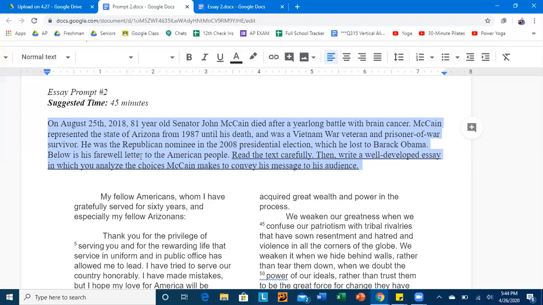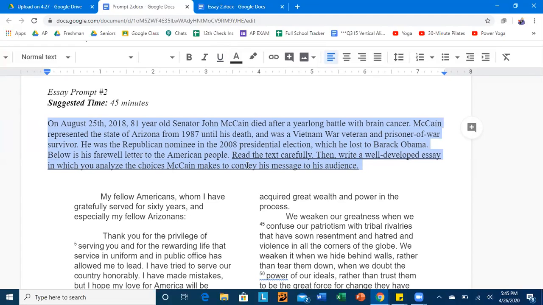On August 25th, 2018, 81-year-old Senator John McCain died after a year-long battle with brain cancer. McCain represented the state of Arizona from 1987 until his death and was a Vietnam War veteran and prisoner of war survivor. He was the Republican nominee in the 2008 presidential election, which he lost to Barack Obama. Below is his farewell letter to the American people. Again, it's going to be a speech or a letter, really. This is still considered a speech, even though he wrote it out.